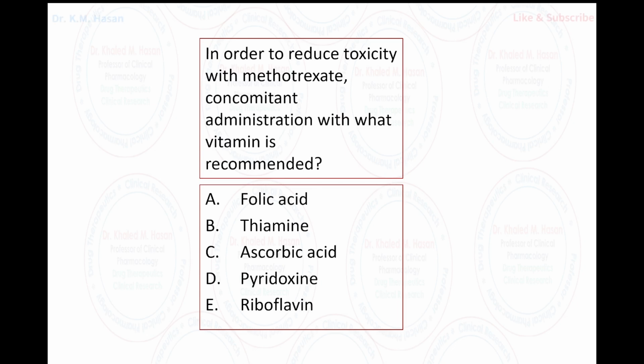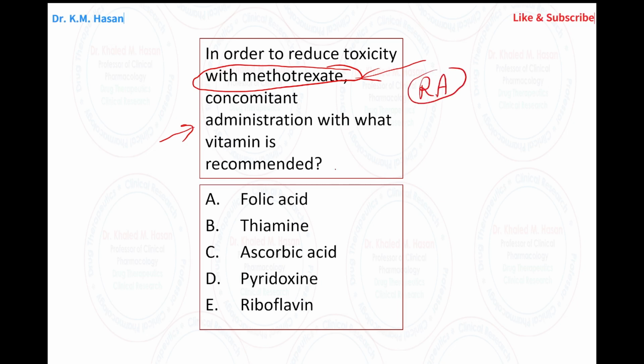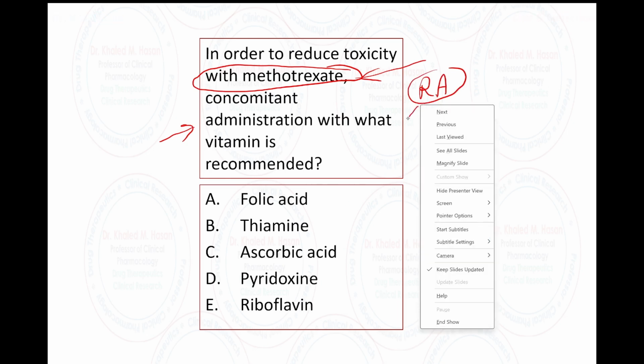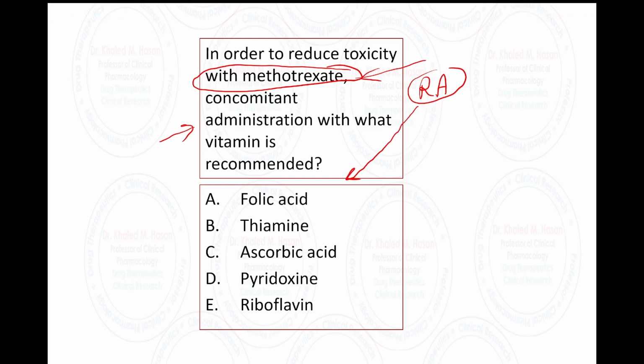Okay, the question here: in order to reduce toxicity of methotrexate, concomitant administration with what vitamin is recommended? So you place the patient, diagnosed with RA, on methotrexate. Which of the following do you recommend to use concomitantly with the methotrexate to reduce risk of toxicity? Folic acid, thiamine, ascorbic acid, pyridoxine, or riboflavin. So let me know your answer in the comment.